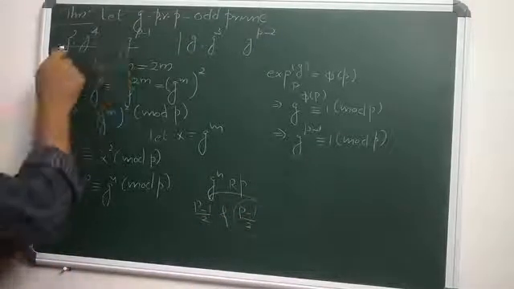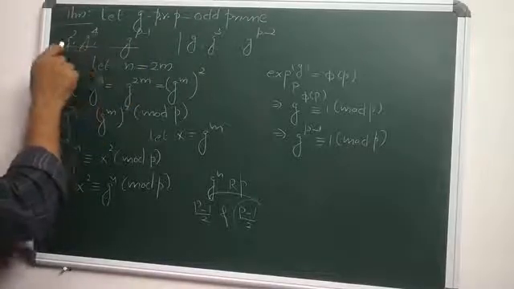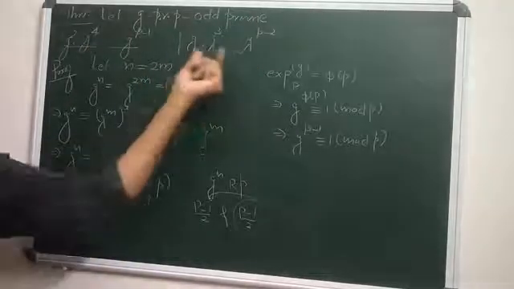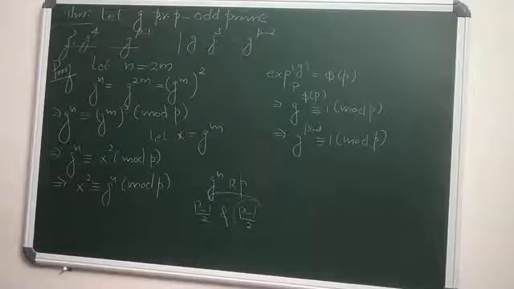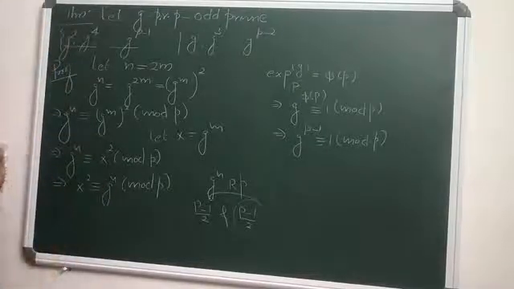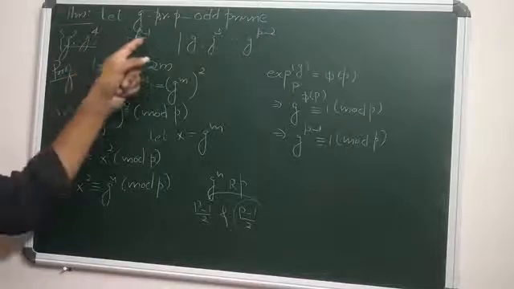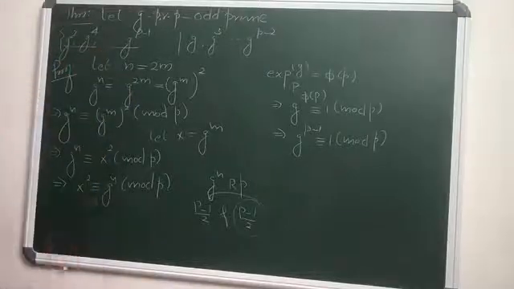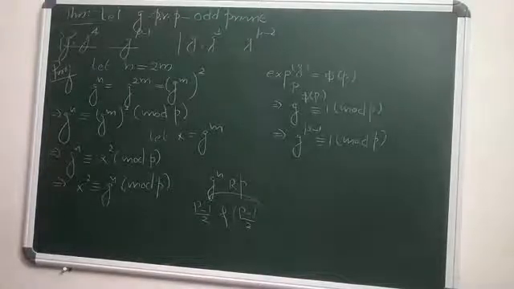Actually, what are the remaining? The remaining are the odd powers, that is g, g cube, etc., g to the power p minus 2. These also are p minus 1 by 2 distinct odd powers. So according to our arguments, there are p minus 1 by 2 quadratic residues and p minus 1 by 2 quadratic non-residues. Hence the p minus 1 by 2 distinct even powers of g, g square, g to the power 4, etc., g to the power p minus 1, are quadratic residues. Then the remaining odd powers of g are quadratic non-residues.